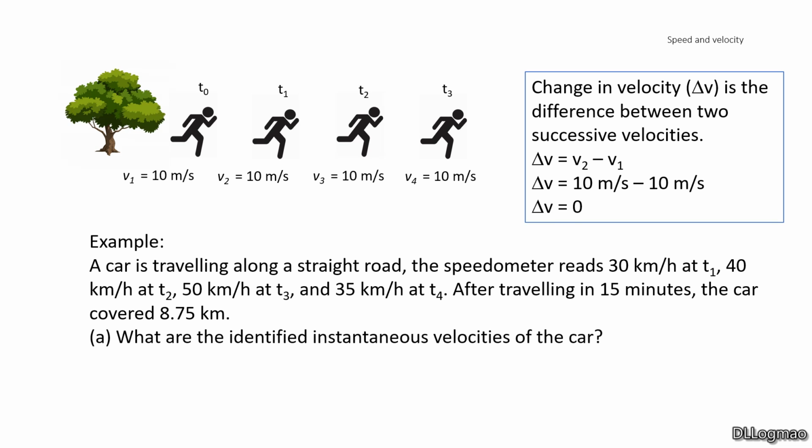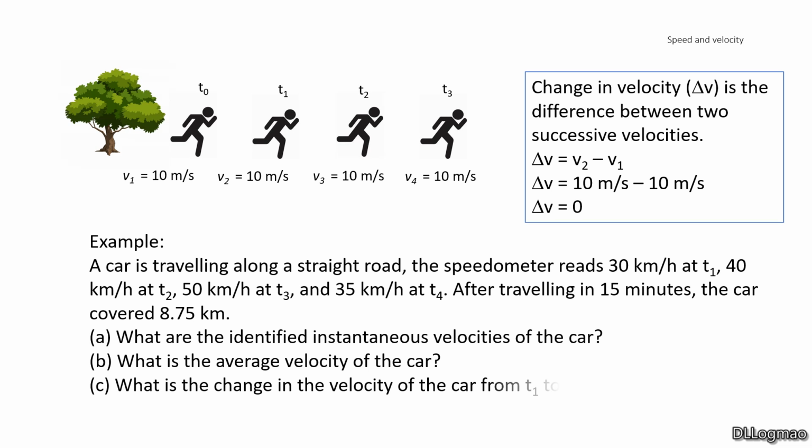A. What are the identified instantaneous velocities of the car? B. What is the average velocity of the car? C. What is the change in the velocity of the car from time sub 1 to time sub 2?